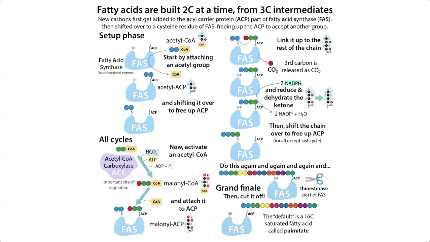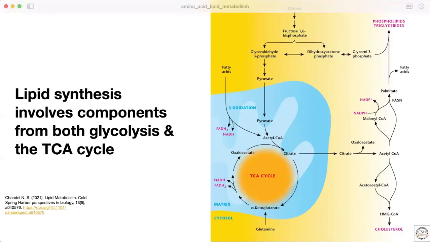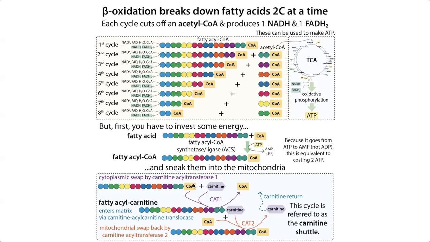We could link those together to form triacylglycerols by linking them onto a glycerol backbone. And we could also break down the fatty acids through beta-oxidation, which was happening in our mitochondria. We wouldn't want to do both at the same time. And so that gives us our idea of reciprocal regulation.